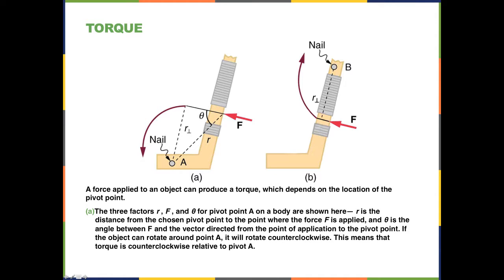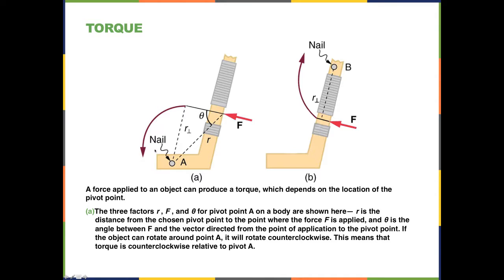So 3 factors affect torque: the distance between the pivot point, the perpendicular distance between the pivot point and the applied force itself, and then this angle theta, which is the difference between a line drawn from the pivot point to where the force is applied, and the parallel line to the force that's applied. So this is theta right here.